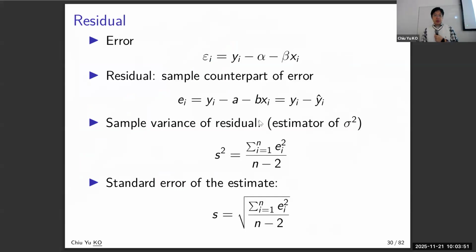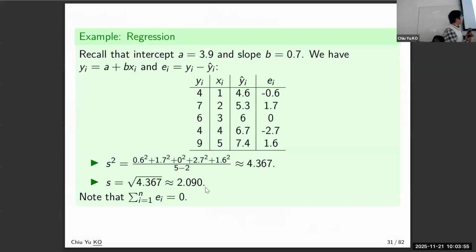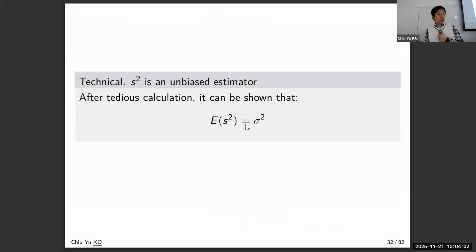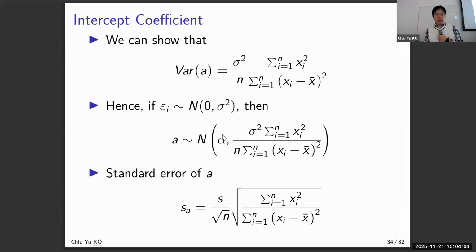Once you do the calculation, it's a variance, right? And just remember this S squared, as I told you, this is unbiased. And after that, we are going to tell you how to do hypothesis testing and interval estimates for A and B.